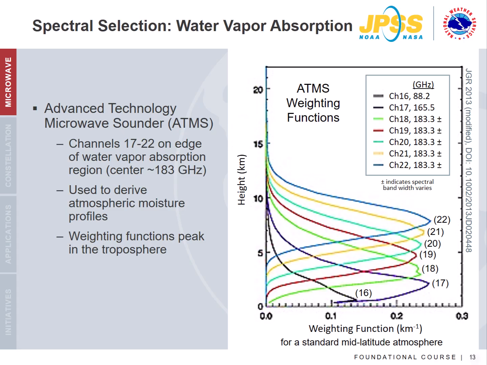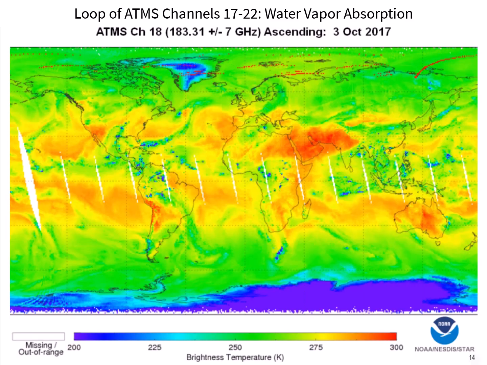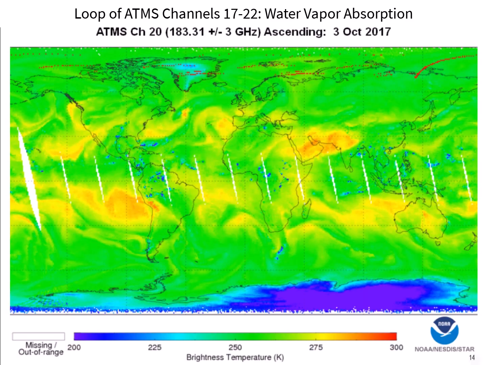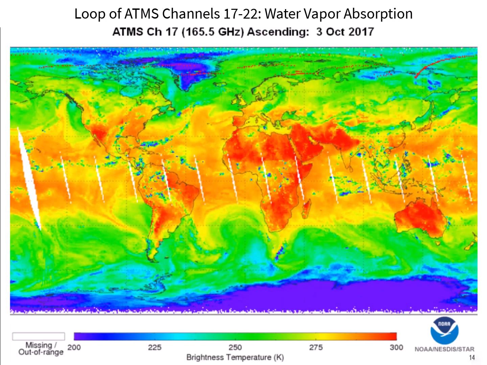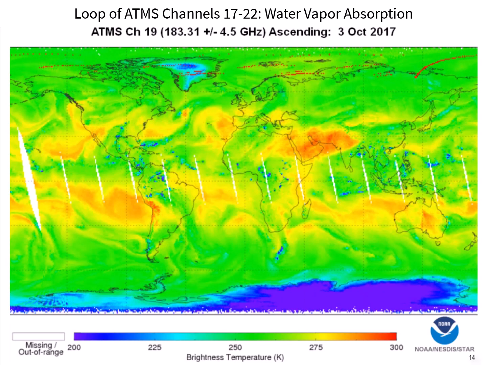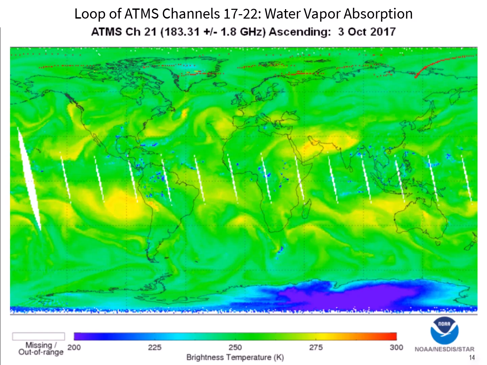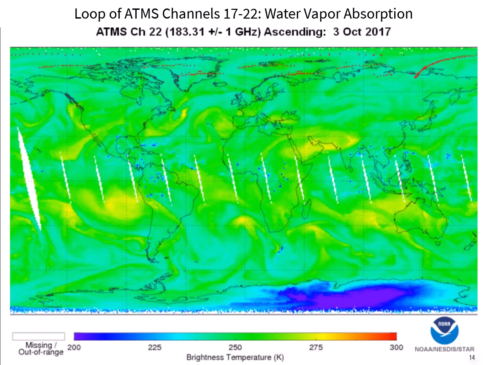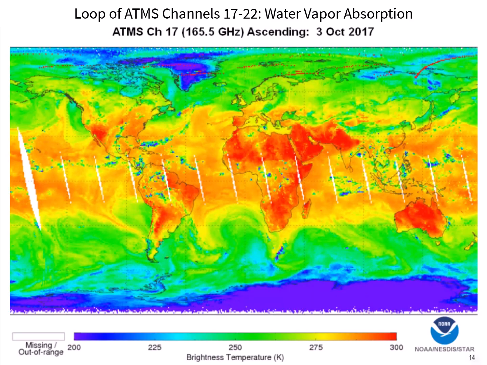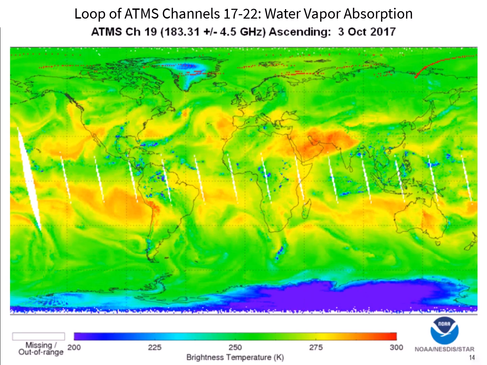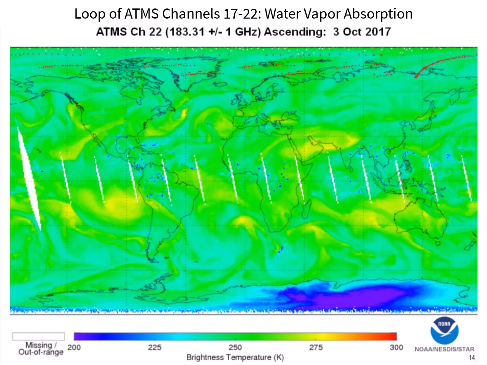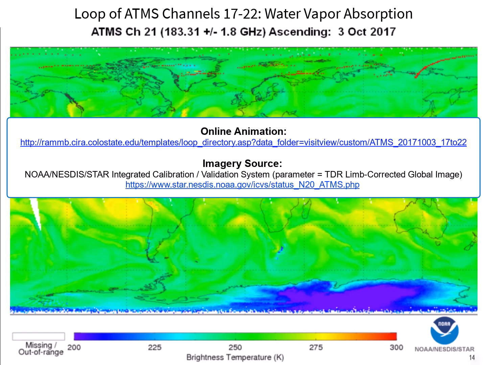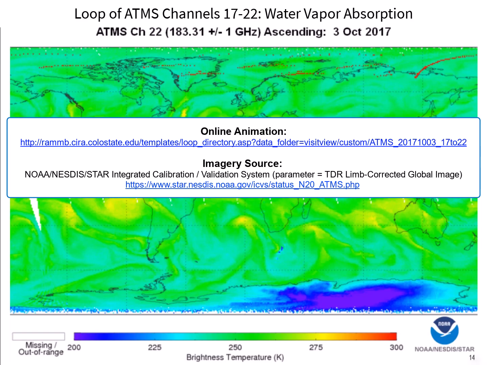15 kilometers. This is a loop of ATMS brightness temperature imagery for channels 17 through 22 with the same color bar throughout. Notice how brightness temperature and the transparency of the atmosphere changes with frequency from the edge of the water vapor absorption region towards the center. You are again encouraged to use the link provided to view the loop at your own pace. Think about when surface features are apparent and when they disappear. Current and archived imagery can be found using the provided link.